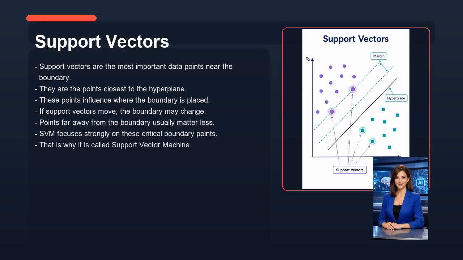Now let's look at support vectors. Support vectors are the most important data points near the boundary. They are the points closest to the hyperplane. These points influence where the boundary is placed. If support vectors move, the boundary may change. Points far away from the boundary usually matter less. SVM focuses strongly on these critical boundary points. That is why it is called support vector machine.